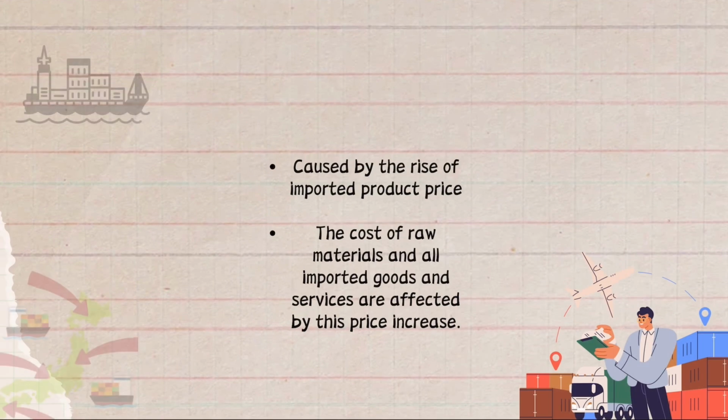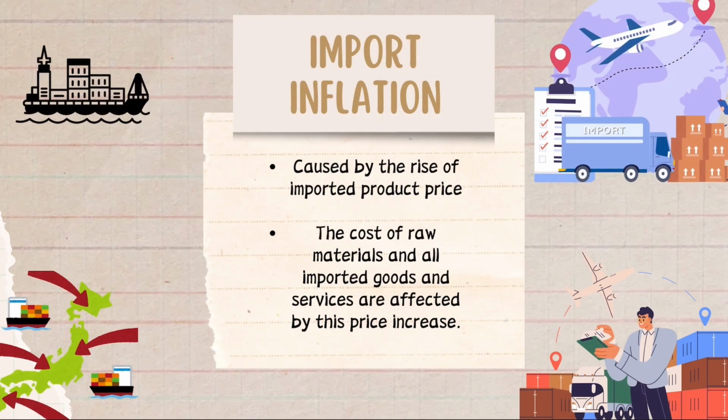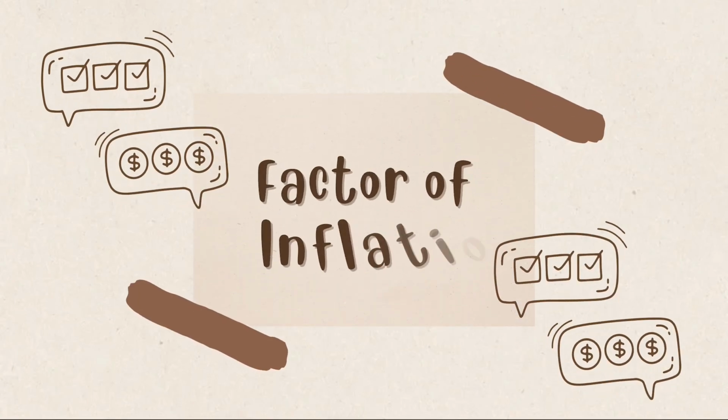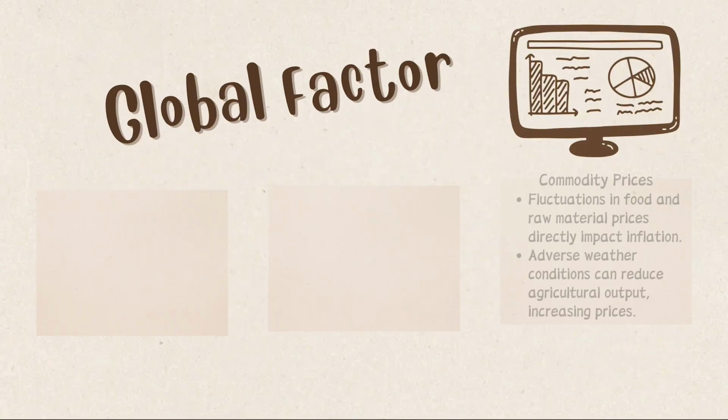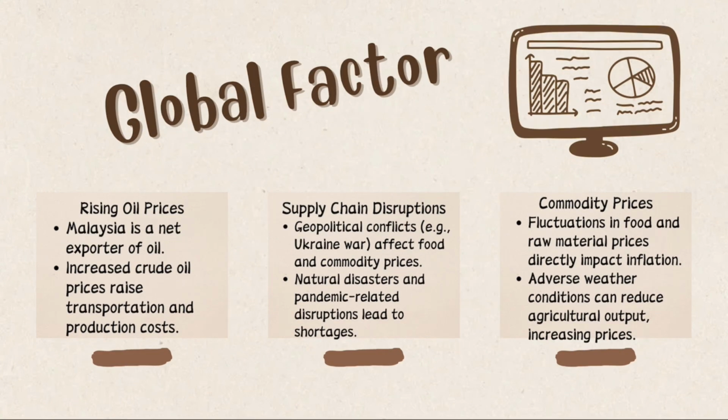And lastly, import inflation. This happens when imported goods become more expensive due to currency changes or higher international costs. For example, if the local currency weakens, items like imported laptops, textbooks or snacks may cost more for students to buy. Moving on to factors of inflation, there are global factors. First, rising oil price. Malaysia, being a net exporter of oil, is significantly affected by the fluctuation in crude oil price. When oil price rises, transportation cost increases, leading to higher logistics and distribution expenses. This, in turn, raises production costs across various industries, causing the price of goods and services to escalate.